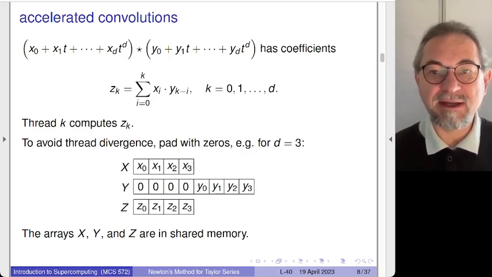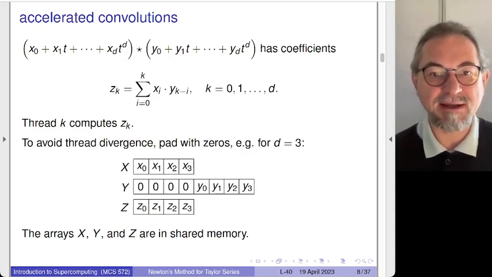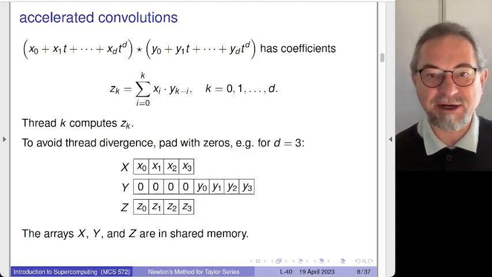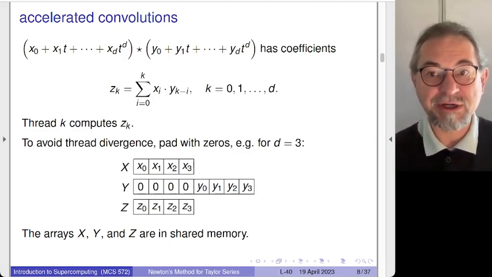You see the index k minus i in the definition of z sub k. You extend the y: you prepend or insert as many zeros as the degree. So at the expense of extra shared memory, you can avoid thread divergence, and the multiplication of two power series can be done in linear time, linear in the truncation degree.